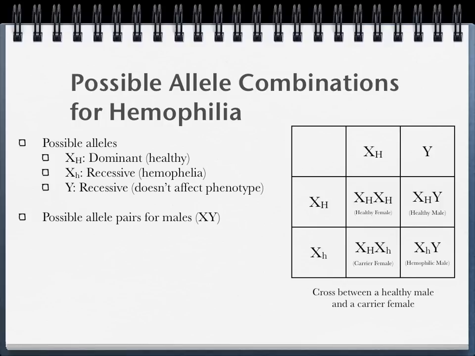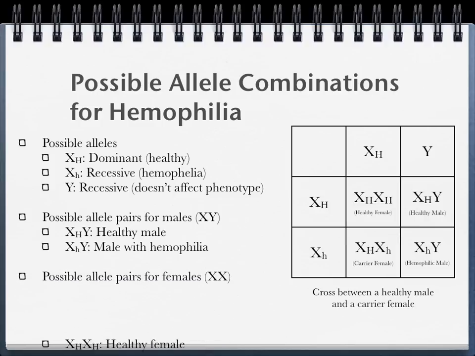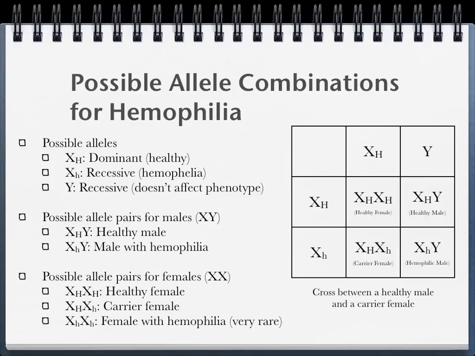Possible allele pairs for males are healthy or hemophilic. Possible allele pairs for females are healthy, carrier, and hemophilic. The last case is very rare and almost non-existent.